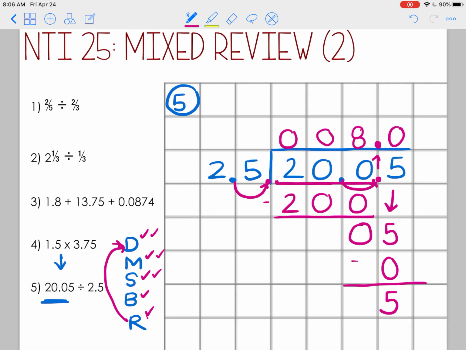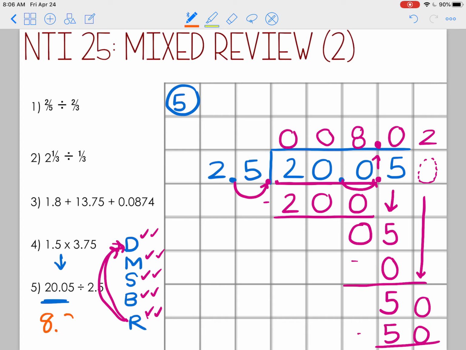Now, if you'll notice, I don't have anything else to bring down. What we're going to do is add an extra 0 here, because you can add as many zeros as you want and the number stays the same, and drop it down. Now we've brought down a 0, and we're going to repeat. Go back up to the top. 25 goes into 50 2 times. 2 times 25 is 50. I'm out of room here, but if we subtract, we get a 0. So we know that that's our final answer. We know that we're done. So 20.05 divided by 2.5 is 8.02.